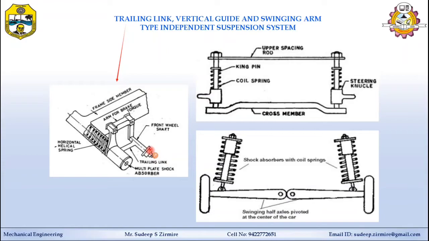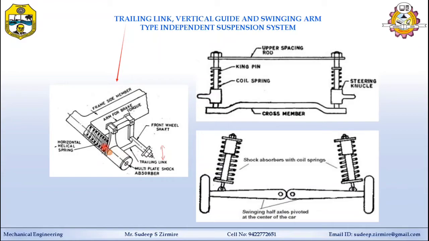When the vehicle passes over a bump on the road, the road wheel moves up and down, this side and this side. When it moves up and down, it rotates about this axis. When it rotates about this axis, it winds and unwinds the helical spring, by which the vibrations are absorbed. This motion is converted into the winding and unwinding action of the spring.